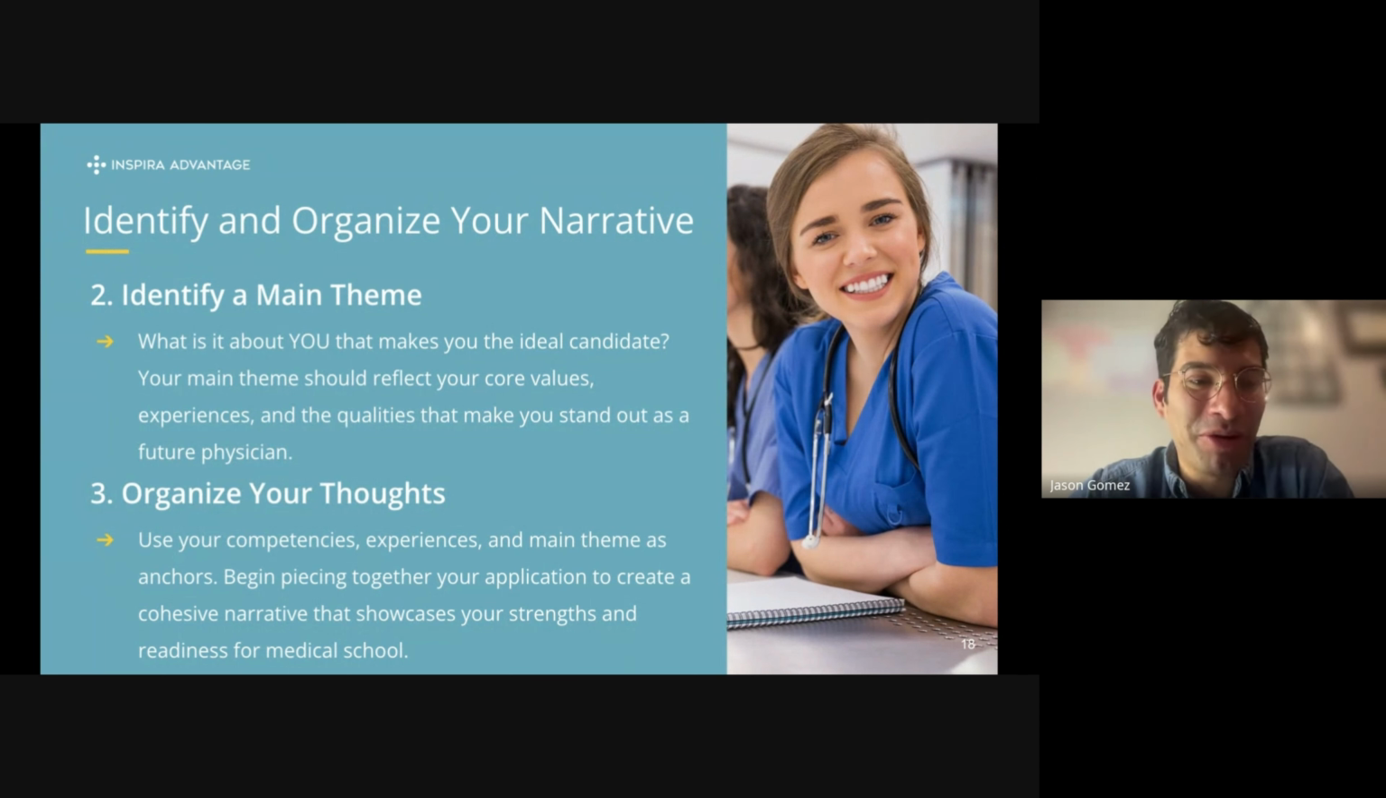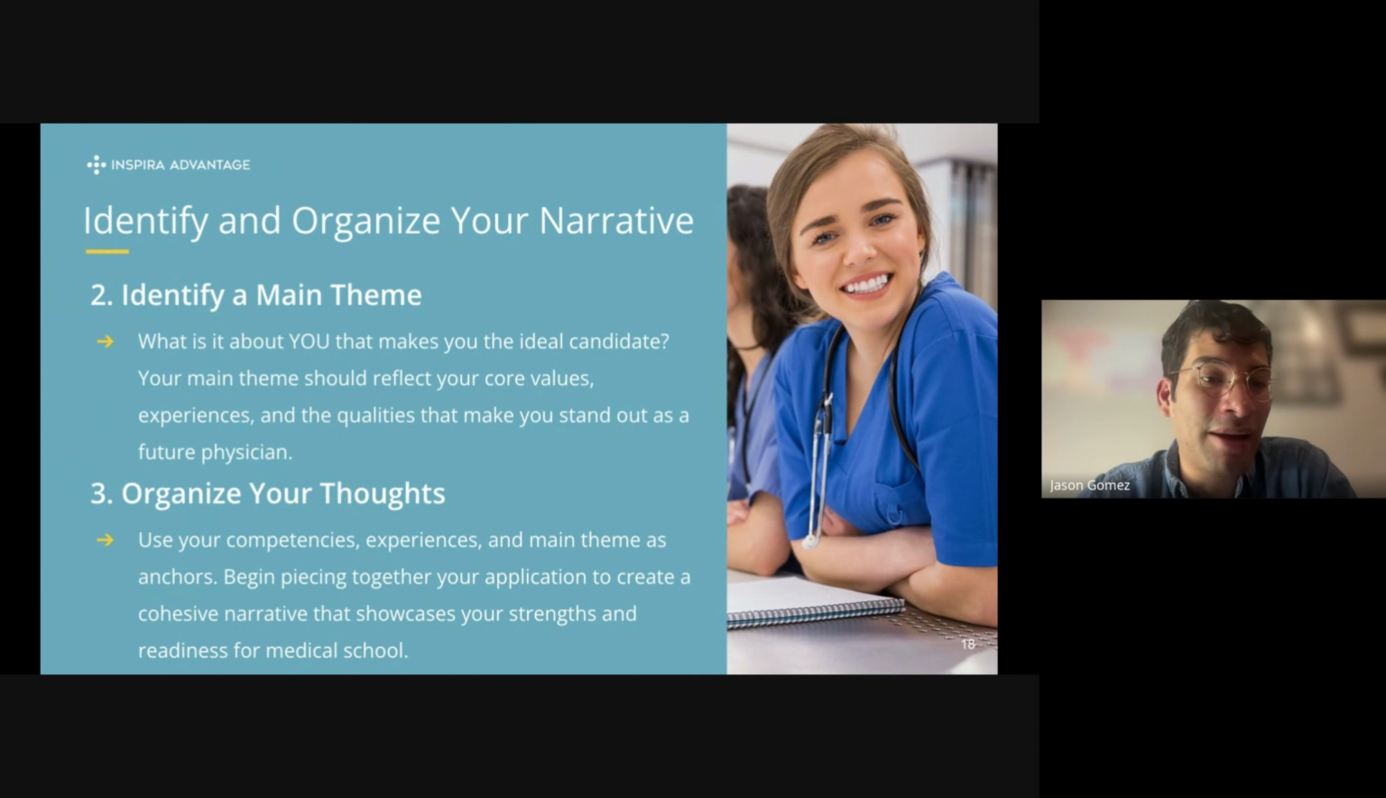After you spend some time reflecting, the next step is identifying the main theme that makes you you. Again, you might have multiple different themes, and all of these experiences are you, but you really want to focus on a central theme that reflects your core values, all of your experiences, both academic or scholarly activities and extracurricular activities, and you can even tie it to any personal experiences that are aligned with that, and the qualities that would make you stand out as a future physician.